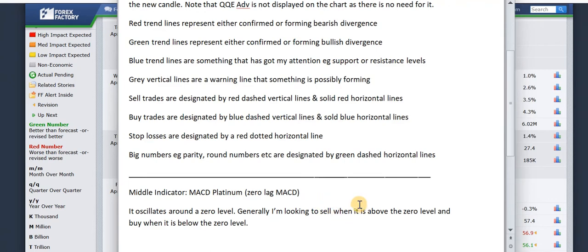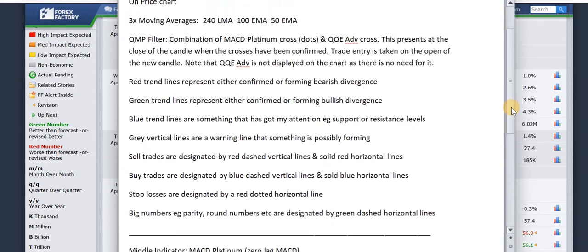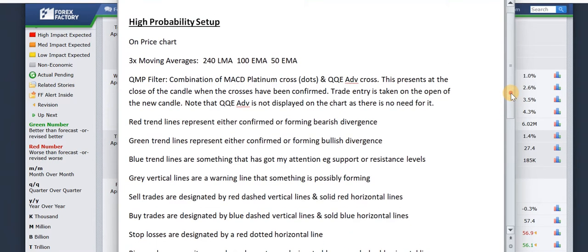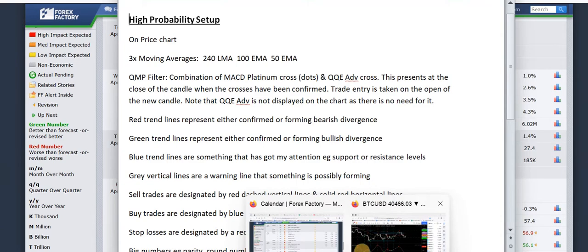And the bottom indicator, or the MACD Platinum, is a zero lag MACD. It oscillates around a zero level. And generally, I'm looking to sell when it's above the zero level and buy when it's below the zero level. So that's the MACD Platinum. So if you haven't read that, as I said, pause the video, have a read of it, and we'll go from there. Now let's get on the charts.